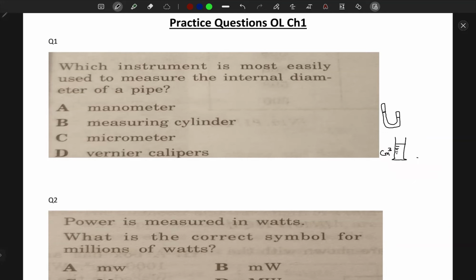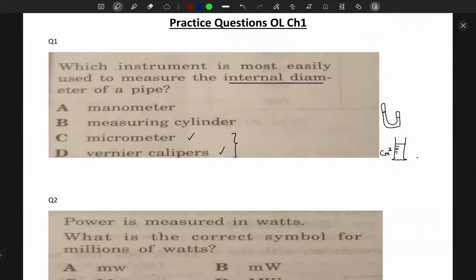Remember what your question is. It's saying most easily measure the internal diameter of a pipe. Now, there are two options that might make sense to you at this point: micrometer and vernier calipers. Which one should it be? Micrometer, I think. Vernier calipers. Okay, so we have both answers here. I would like to know the reasoning behind it.